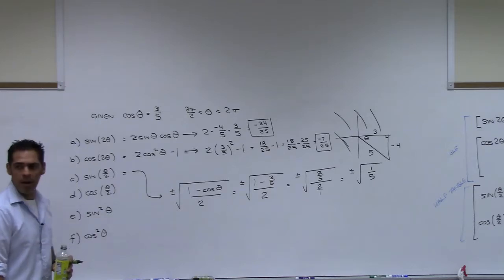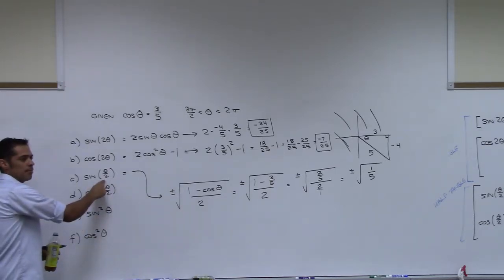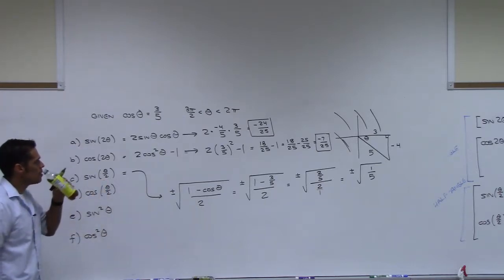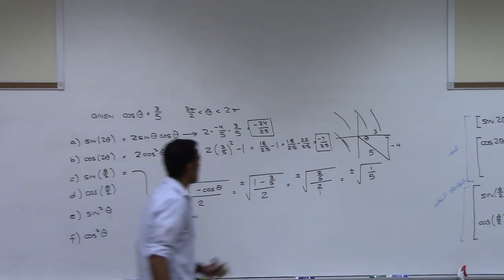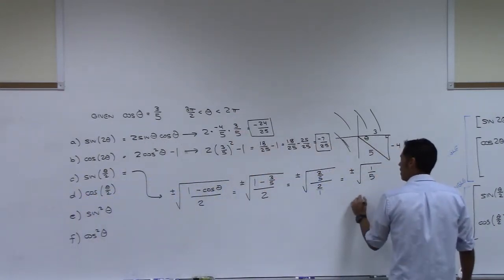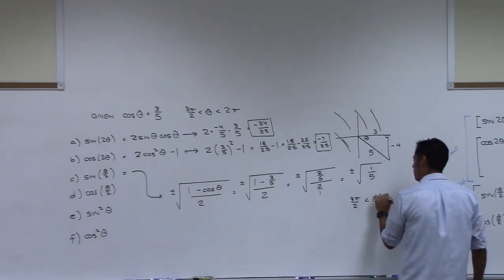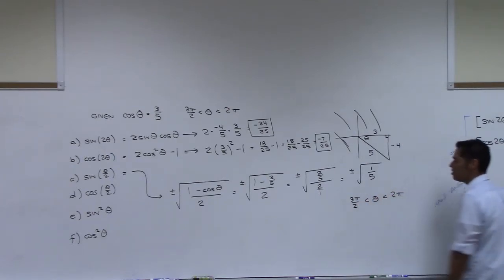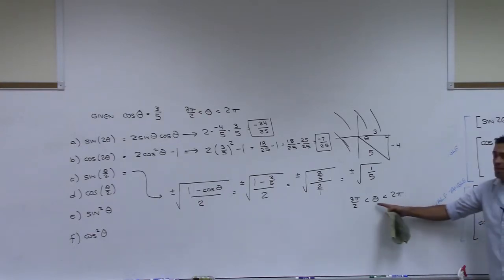Yeah, we have to figure out where theta over 2 is. Where is this angle? Well, here's how we do that. Let me just write underneath this the original restrictions on theta. Weren't these the original restrictions on theta? I'm not interested in theta. I'm interested in theta over 2, aren't I?